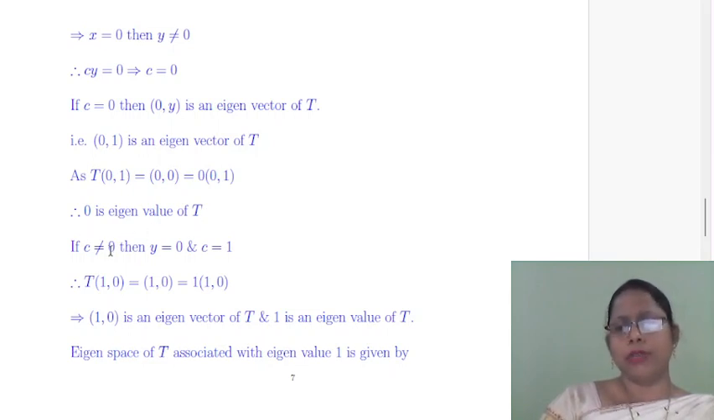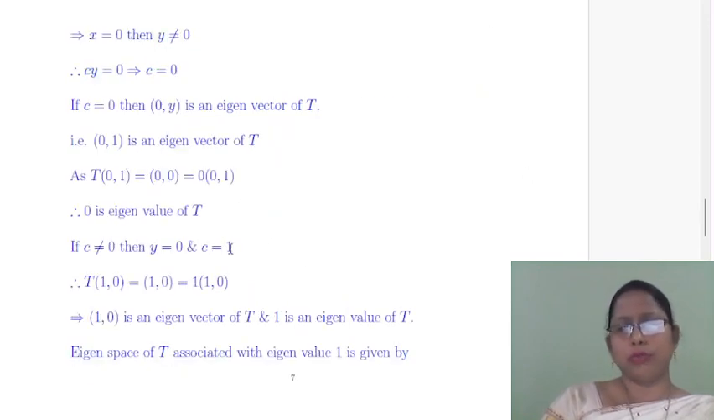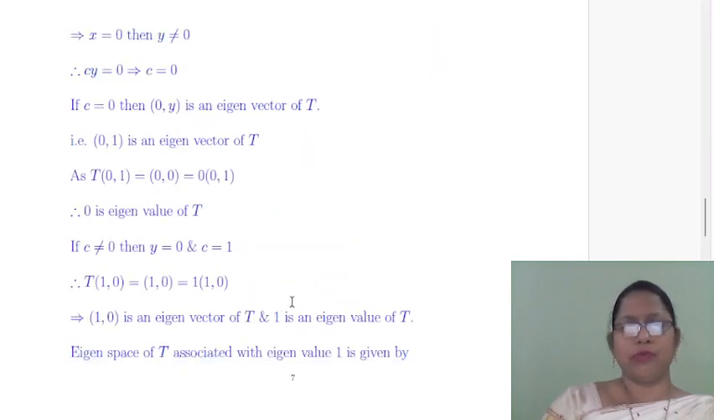Next, if c is not equal to 0, then the equation cy = 0 implies y is equal to 0 and c is equal to 1. By the definition of this vector, that means (x, 0) is my eigenvector corresponding to the eigenvalue c equal to 1. In particular, if I take x equal to 1, then T(1, 0) is by definition of linear operator (1, 0). And it can be written as 1 into (1, 0). That means (1, 0) is my eigenvector of T corresponding to eigenvalue 1.